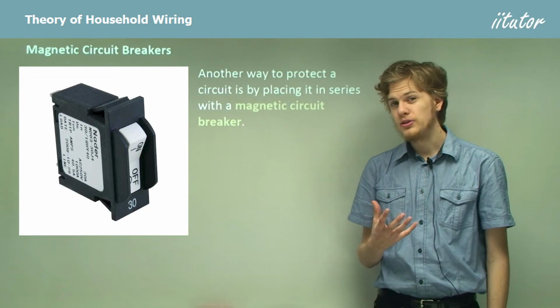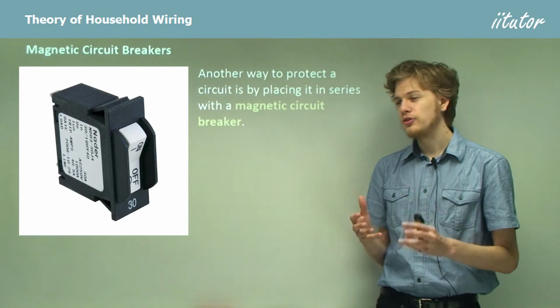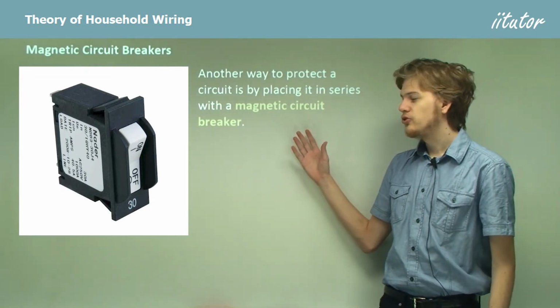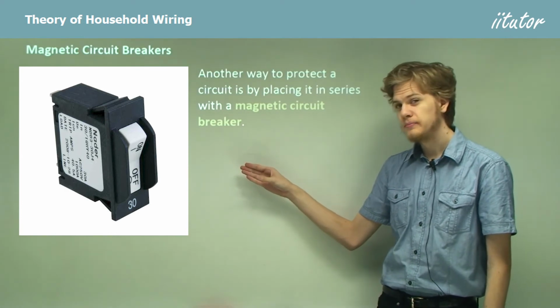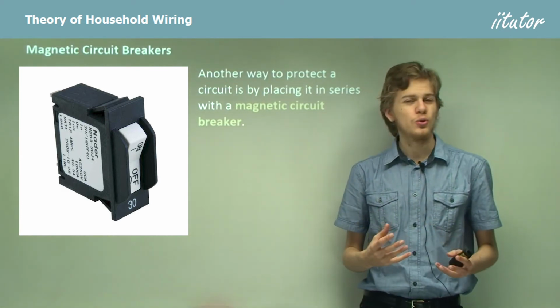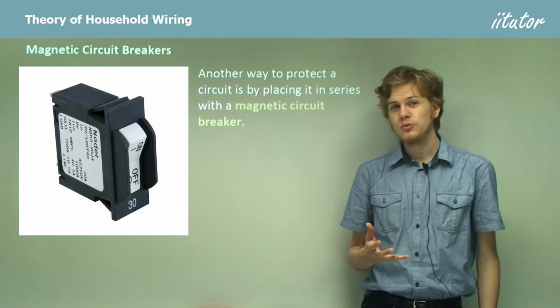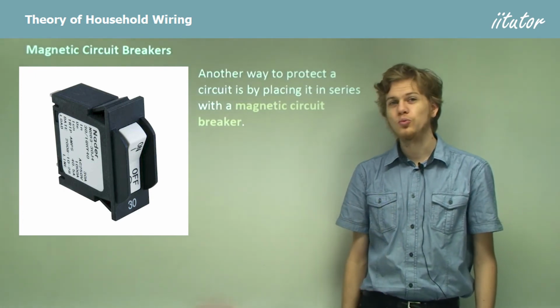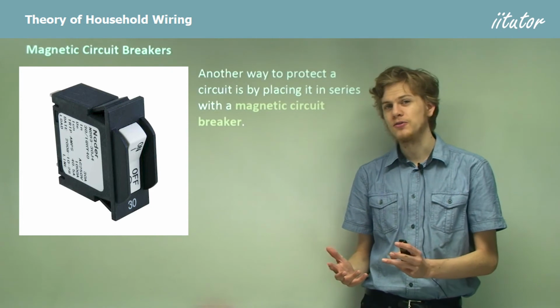Now, another way that we can use to protect the circuit from high currents is with a magnetic circuit breaker, which looks something like this. The way that it works is similar in function to a fuse, except it's reusable, whereas a fuse can only be used once and then has to be replaced because it's blown.